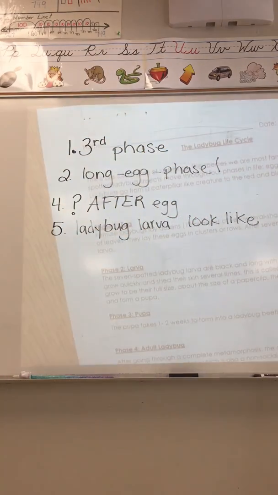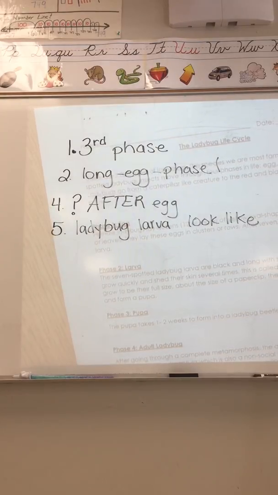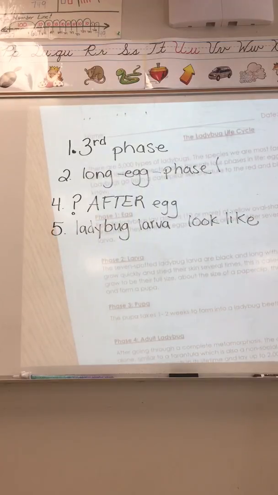Here we go. The ladybug life cycle. There are 5,000 types of ladybugs. The species we are most familiar with is the 7-spotted ladybug. Insects move through 4 phases in life: egg, larva, pupa, and adult. Ladybugs go from a caterpillar-like creature to a red and black spotted beetle we all know.